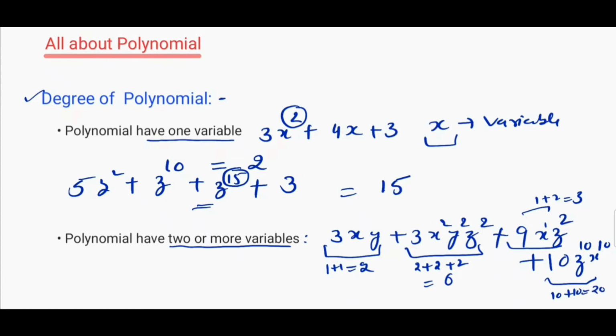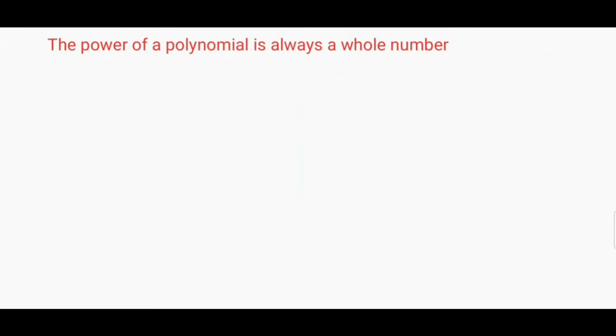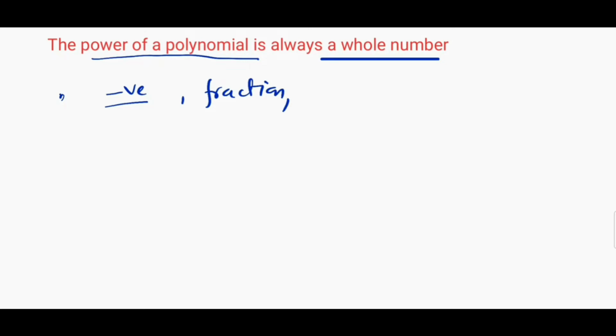Then we'll see which one is the highest power. Here the highest power is 20. So we can say this polynomial has degree 20. Always remember, the power of a variable in a polynomial is always a whole number. So it cannot be a negative integer, fraction, or square root or cube root, etc. It is always a whole number.